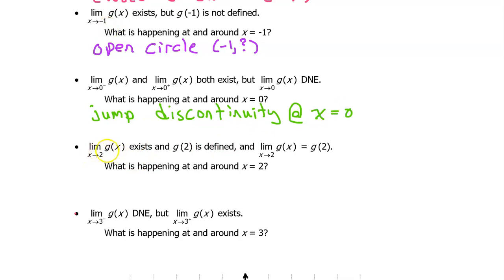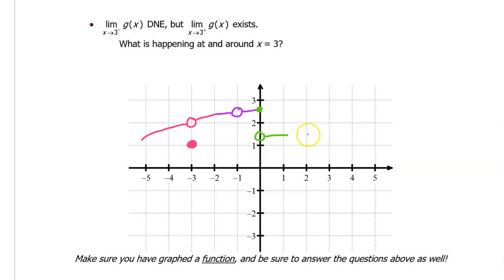Next we want the limit as x approaches 2 to exist, and the value of the function at 2 is defined, and those two things are the same. So the limit that we're approaching is equal to the value of the actual function. So let's picture this. If the limit as x approaches 2 exists, that means the function has to be approaching the same value from the left and the right side of the number 2. Okay, so here we are approaching 2. So I just need to make sure that we are approaching the same value from the left and the same value from the right.